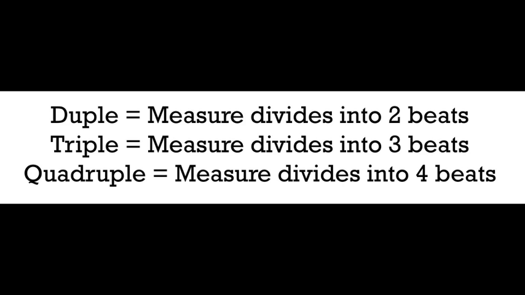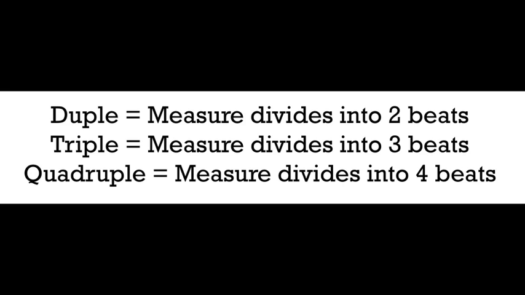A duple meter means the measure divides into two beats. A triple meter means the measure divides into three beats, and a quadruple meter means the measure divides into four beats. And we are going to be combining these. And so we might describe a meter as simple triple.